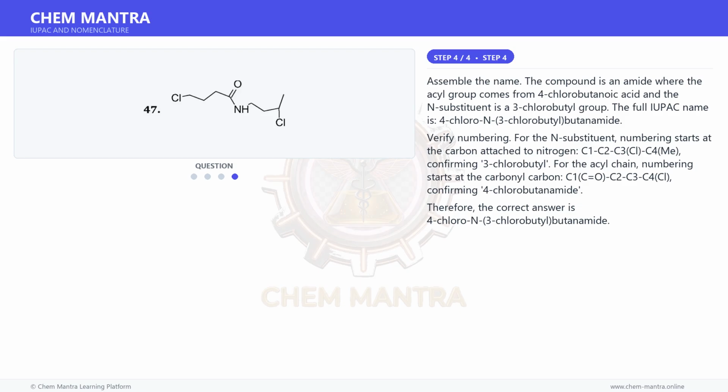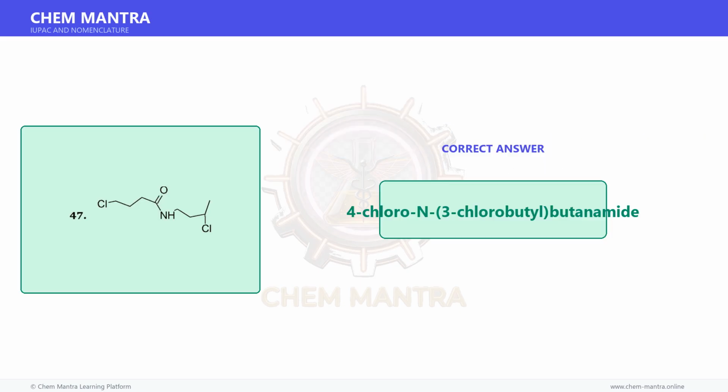C4, Me, confirming 3-chlorobutyl. For the acyl chain, numbering starts at the carbonyl carbon, C1, C=O, C2, C3, C4, Cl, confirming 4-chlorobutanamide. Therefore, the correct answer is 4-chloro-N-(3-chlorobutyl)butanamide. The correct answer is shown on screen.